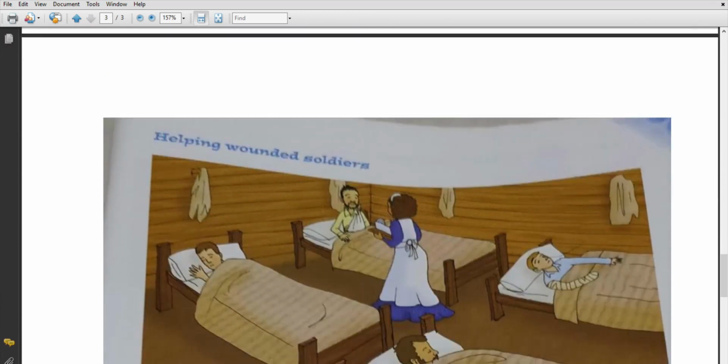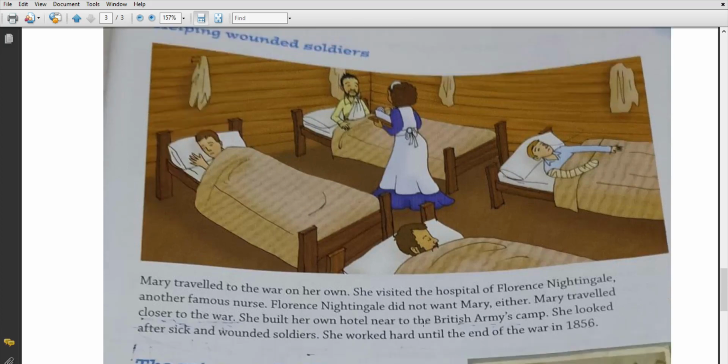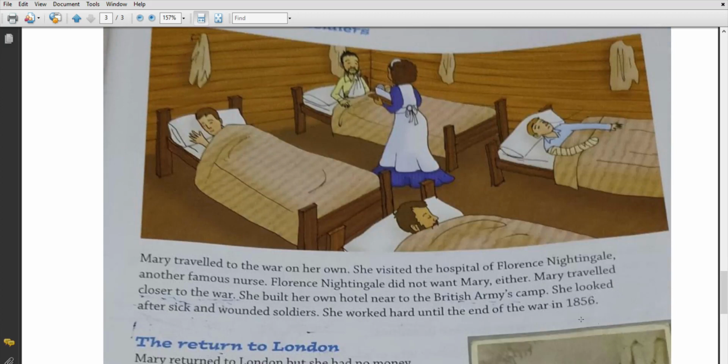Let's look at this picture. Here she was helping wounded soldiers. Let's see what she did. Mary traveled to the war on her own. She visited the hospital of Florence Nightingale. This is the name of a famous nurse there. She was Florence Nightingale, another famous nurse. Florence Nightingale did not want Mary either. She did not want her to work with her.